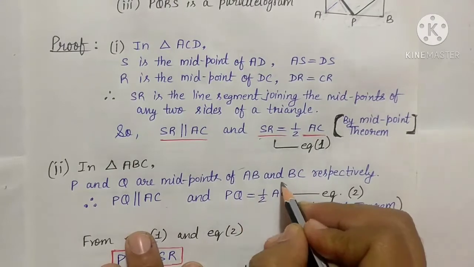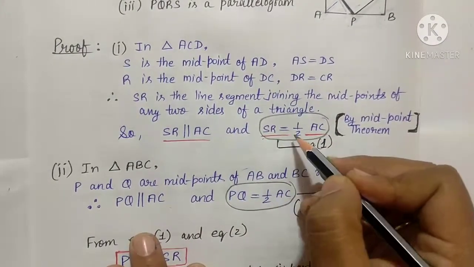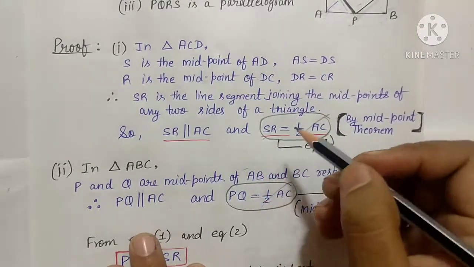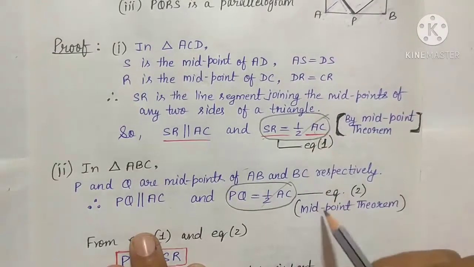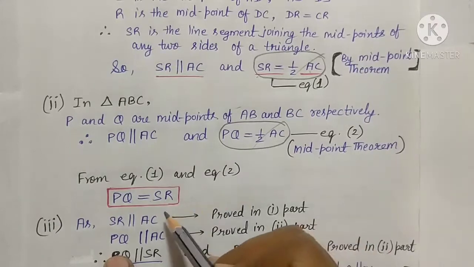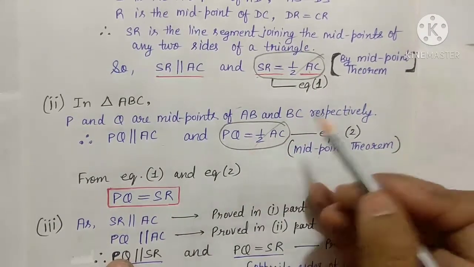Now just pay attention. PQ is half of AC and SR is also half of AC. So both are equal to half of AC. So half of AC cancels, and what is left? SR and PQ. It means by equation 1 and equation 2, PQ is equal to SR. Clear? Because both are equal to half of AC. So equals to equals are also equal.